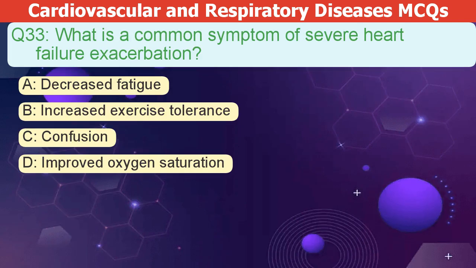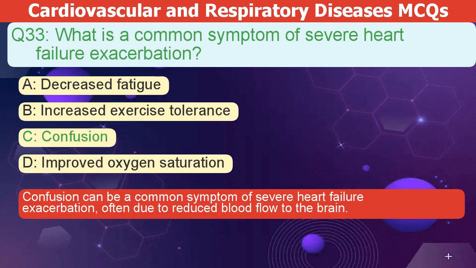What is a common symptom of severe heart failure exacerbation? A. Decreased fatigue. B. Increased exercise tolerance. C. Confusion. D. Improved oxygen saturation. The correct answer is C. Confusion can be a common symptom of severe heart failure exacerbation, often due to reduced blood flow to the brain.